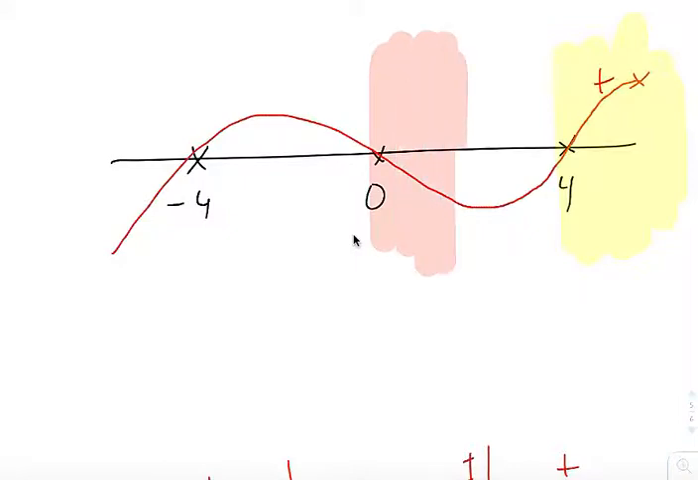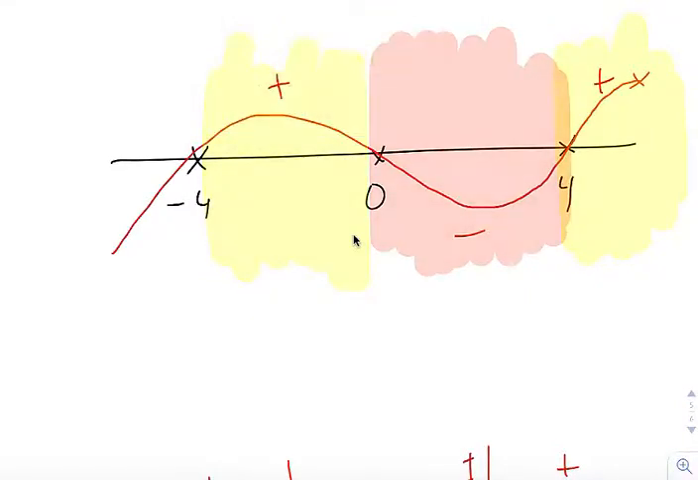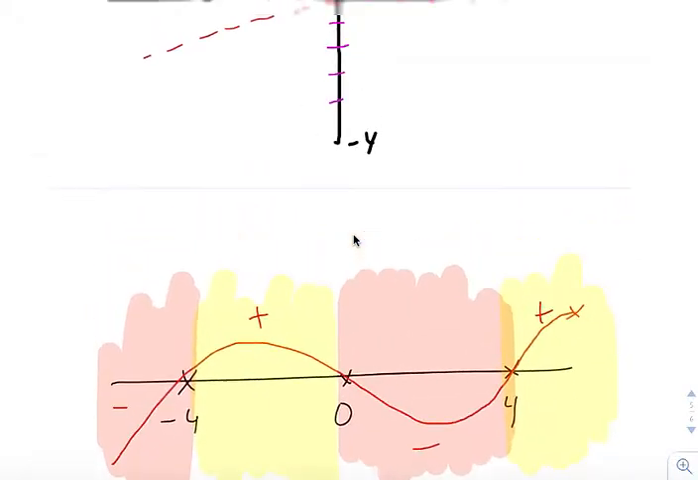From 0 to negative 4, the graph is going to be negative. It's going to be positive again between negative 4 and 0. And the graph again will be negative from infinity all the way to negative 4. Okay, and so what we create up here has to mimic that.